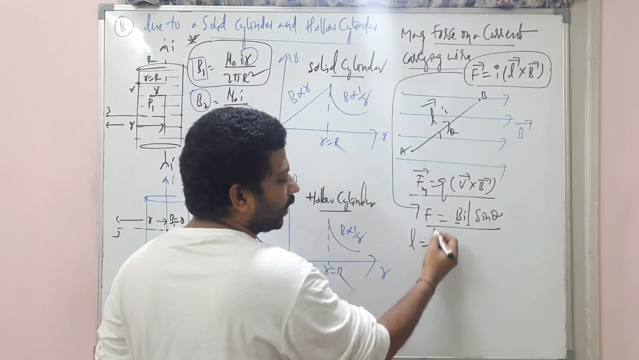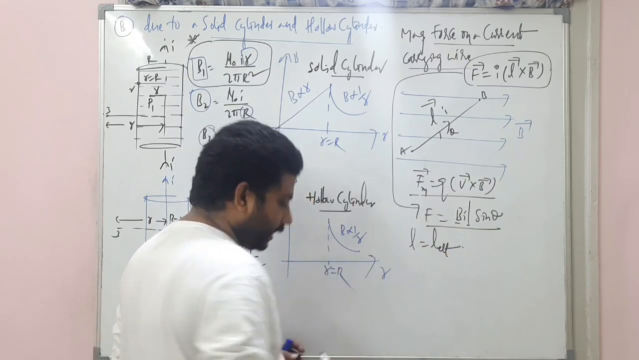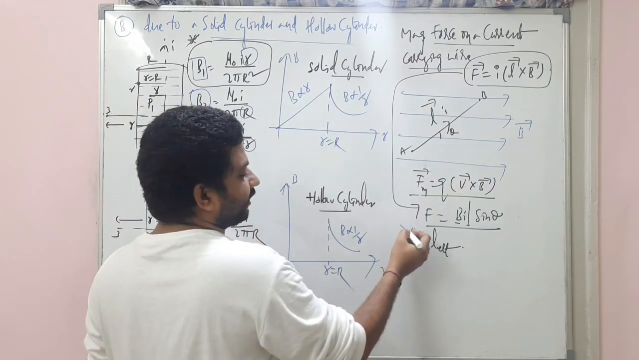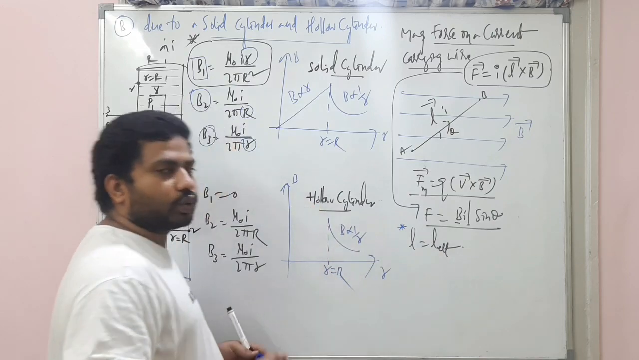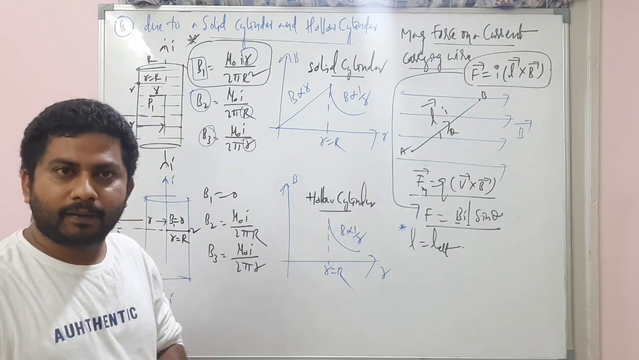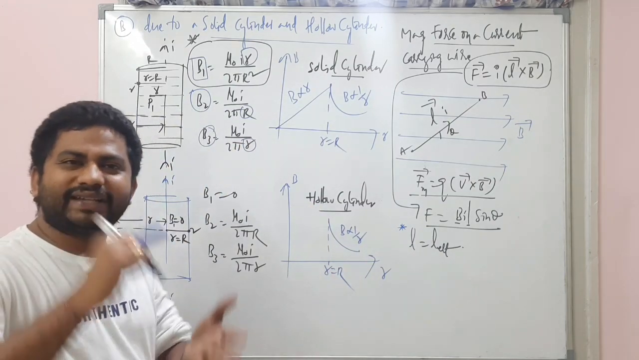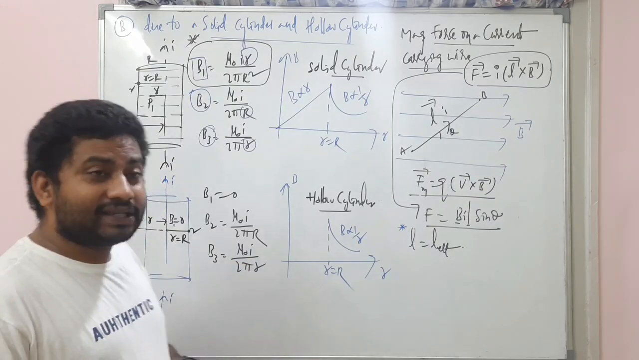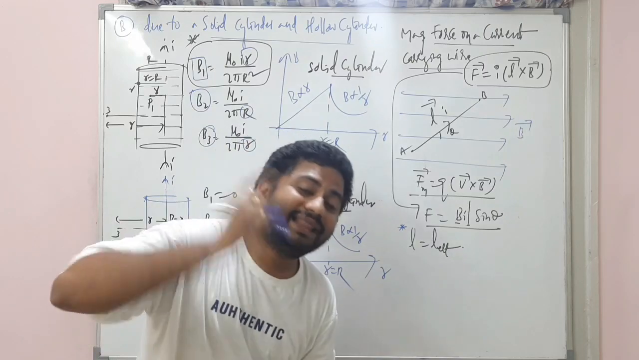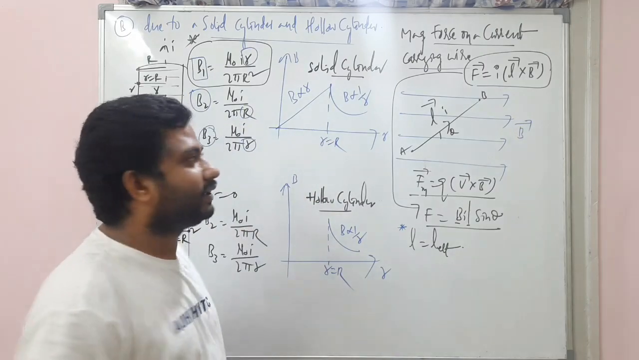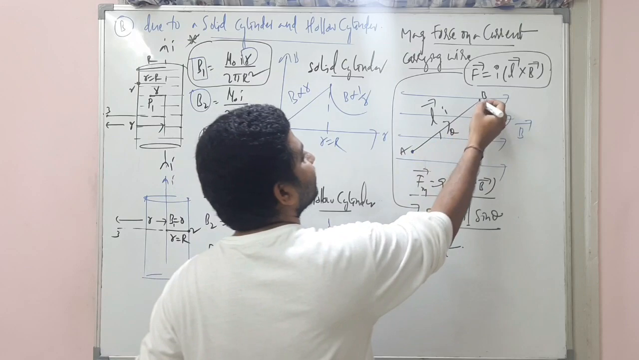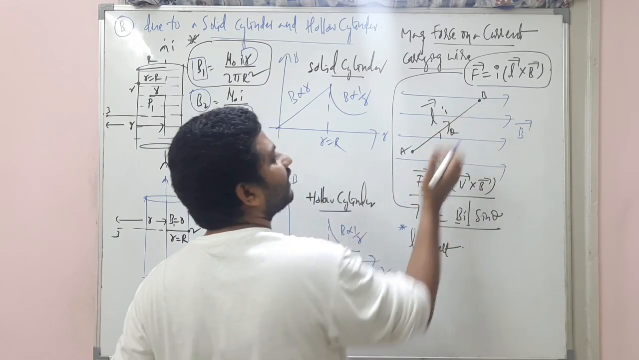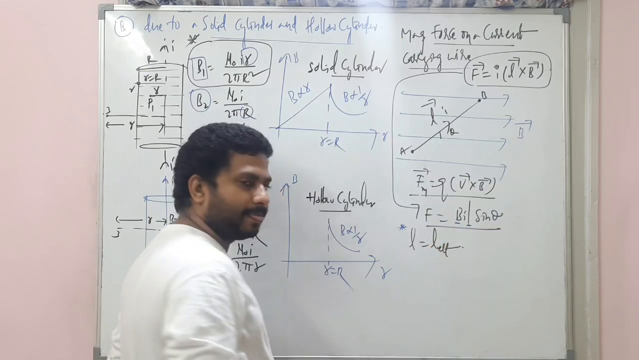So this L is called L effective. Most of the students will get confused here. What is L effective here? That is important. L effective is the straight line length between the initial and final point. This is the initial point and this is the final point. The straight line length between the initial point and the final point is that L.